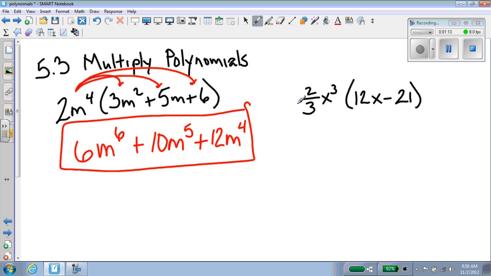Okay, I have a monomial times a binomial. So I have 2/3 x to the third times 12x. 2/3 of 12 is 8. And I have 4 factors of x minus 2/3 of 21 is 14 and 3 factors of x.